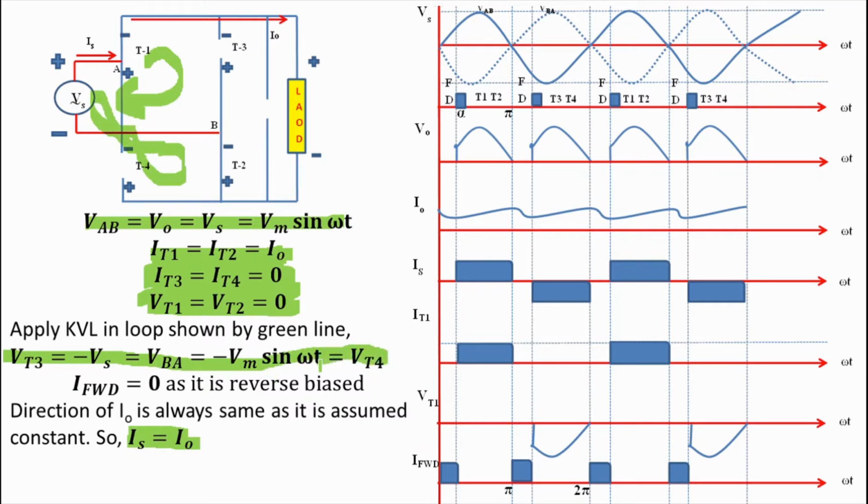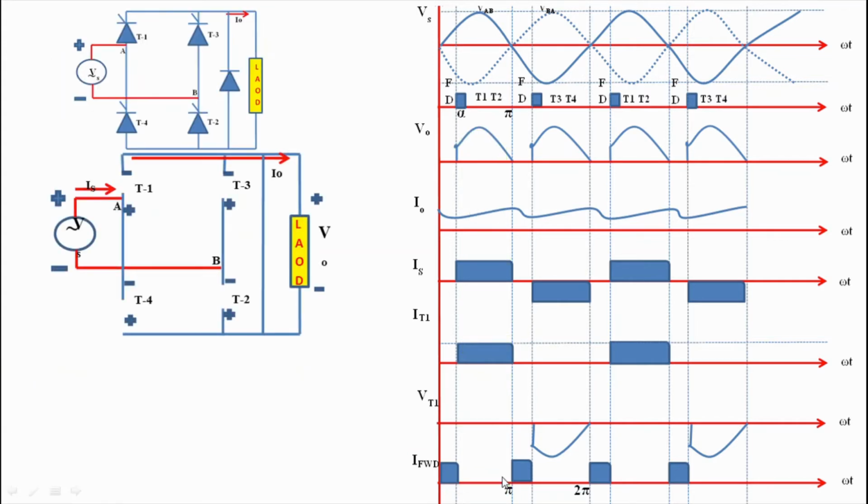See the waveform. Now from alpha to pi, V0 is equals to VAB, I0 is constant, IS is equals to I0, IT1 is equals to I0, VT1 is equals to 0 and current through freewheeling diode is also equals to 0. Now we will see the circuit operation from pi to pi plus alpha.